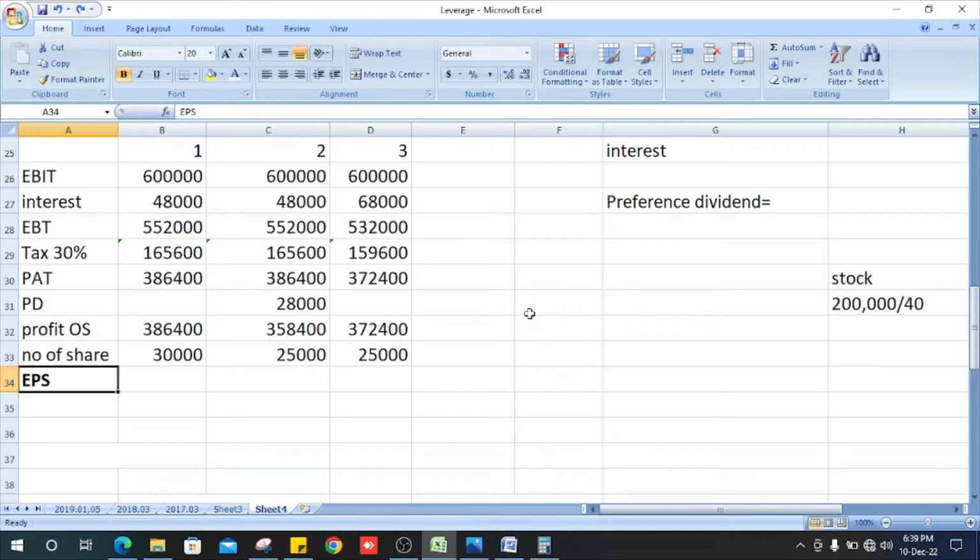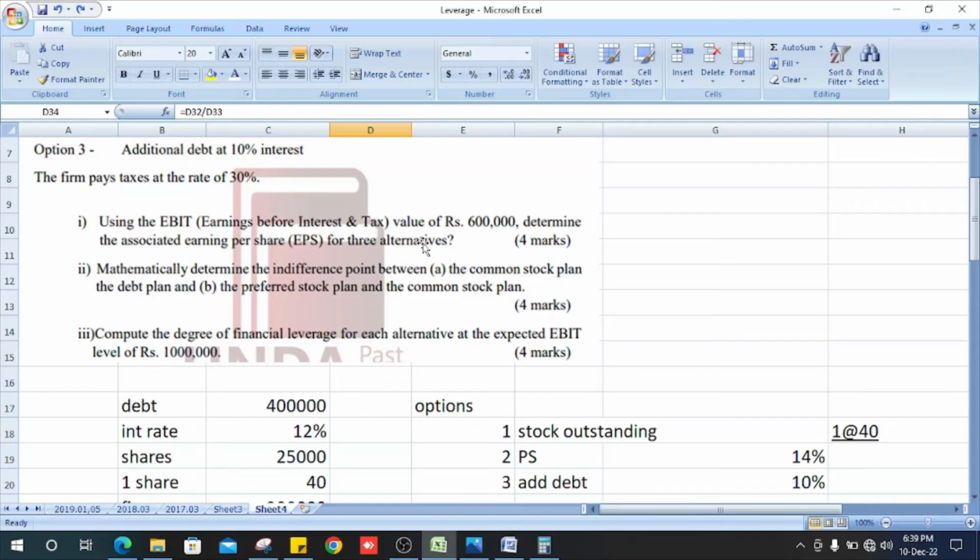Now we can get the EPS. EPS is earnings per share. How do we get earnings per share? Profit after tax minus preferred dividends divided by the number of shares. So profit after tax divided by number of shares, it is 12.888, 14.33, 14.89. So now we have found the EPS.